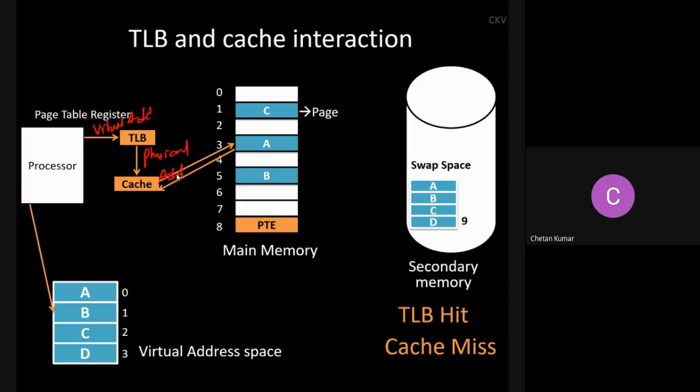Again, whether to get the data or to get the address. Here we are accessing the main memory to get the data. You will get the data, that will get updated in the cache, and that data will be sent back to the processor. So this is the next most frequently occurring case.